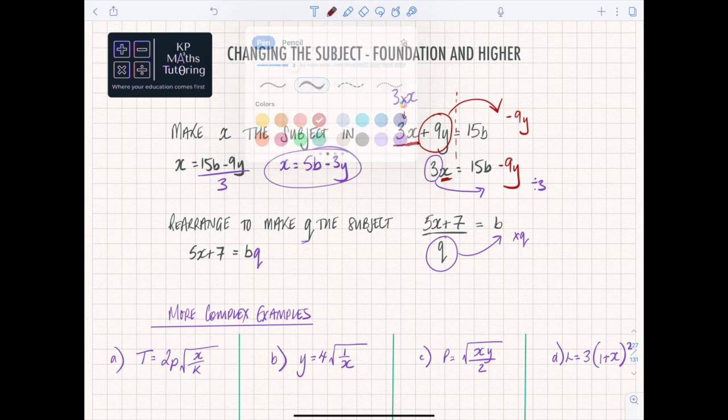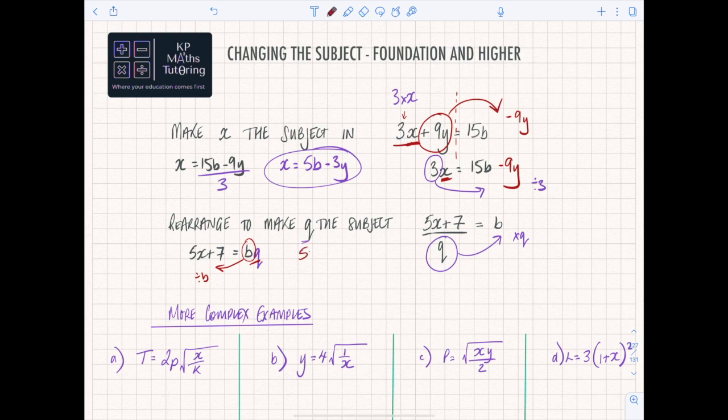Now, go back to think, what am I trying to make the subject? Q, so I'm trying to get this on its own. So now, that b would be the thing that then goes over this way. So you're almost swapping these two over now. And again, think to yourself, bq means b times q. So when you move the b over, it becomes a divide by b. So your answer would be 5x plus 7 divided by b equals q.